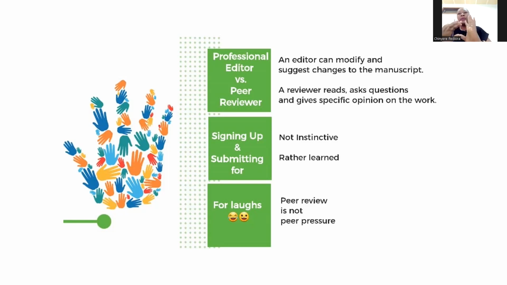Now, a peer reviewer basically reads the manuscript and asks very key questions and gives specific opinions on the work. A peer reviewer is trying to help you highlight the strength of your story. So when a peer reviewer is looking at your work, you should expect them to look first for the strength of that story, and then restate the strength of the story. It's described in some places as a sandwich method. You identify the strength of the story, you tell the author the middle part, and you reemphasize the strength of the story.